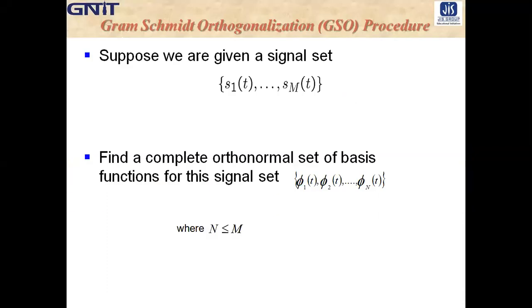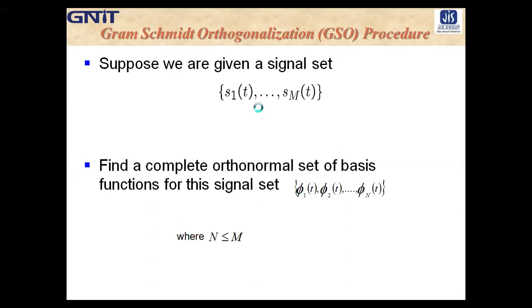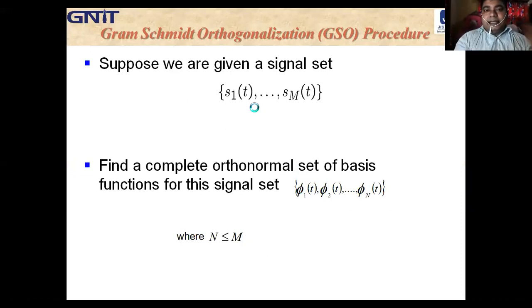To proceed, suppose that we are given a signal set, say s_1(t), s_2(t) to s_M(t). The task is to find a complete set of orthonormal basis functions for this signal set, say phi_1(t), phi_2(t), phi_3(t), up to phi_N(t), where obviously N must be less than or equal to M.